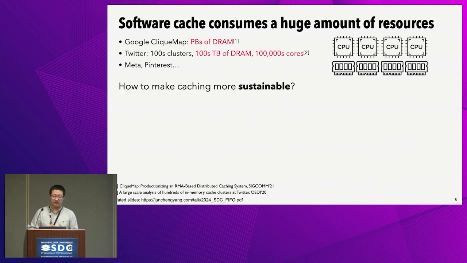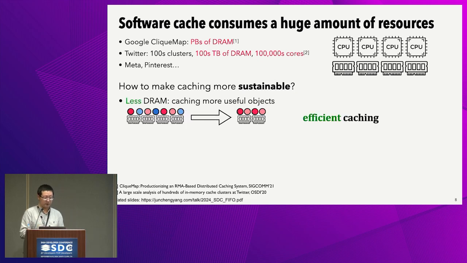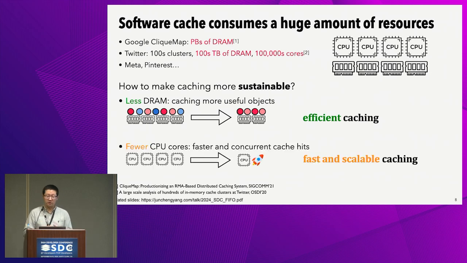How should we make these software caches more sustainable and more efficient? There are two directions. In one direction, we can reduce the DRAM consumption. This is often achieved by caching more useful objects or caching more objects in the cache. And we call this efficient caching. In the other direction, we can reduce the number of CPU cores needed in order to serve the same workload. And this is often achieved by having faster and concurrent cache hits. And we call this fast and scalable caching.